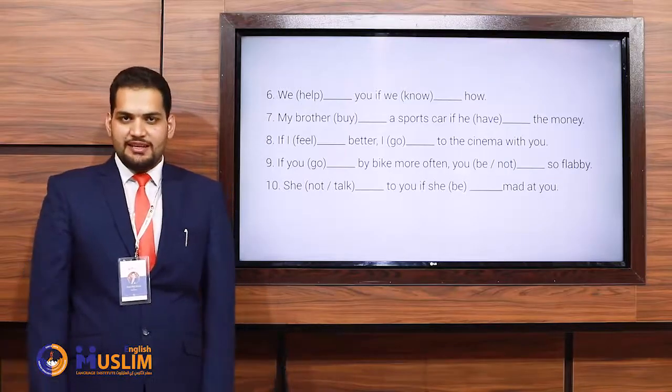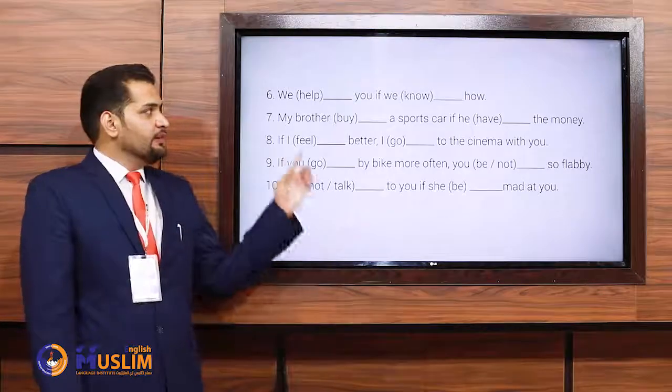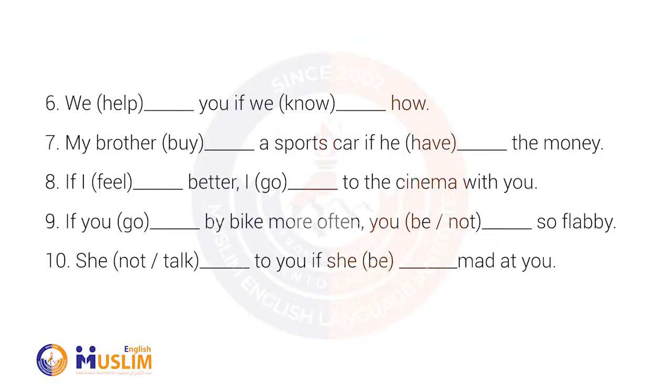Now let me share the answers with you. Number 6. We might help you if we knew how. The second form of know, you have to use knew. Number 7. My brother would buy a sports car if he had the money.